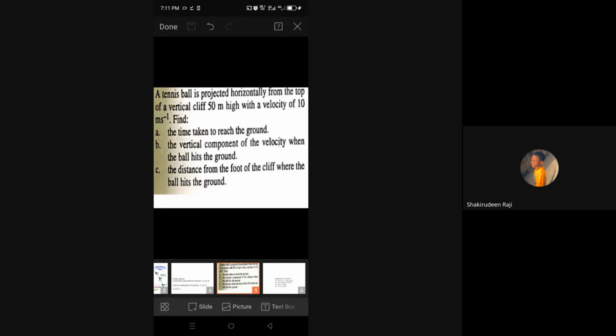Then the questions: find A, time taken to reach the ground. That is t. You can just write time. B, vertical component of the velocity when the ball hits the ground. C, distance from the foot of the cliff where the ball hits the ground. So distance is horizontal, height is vertical. They have already given you the vertical height. The last question is asking for the horizontal distance.